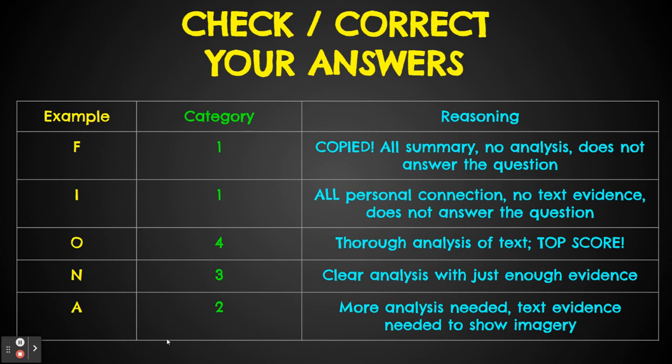The I essay is next. The score is a 1. Now this is just all personal connections. It's all about the writer's life, and it just is personal. It's interesting, but it doesn't answer the question. There's no text evidence, so it's not going to get a very high score at all because it's not answering the question, which is about the text structures.